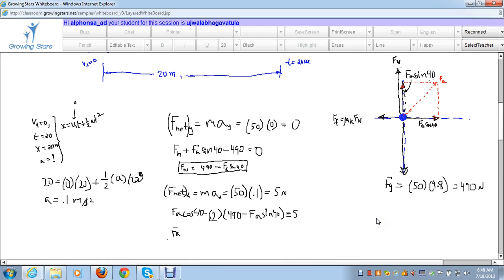Simplify it first. FA cos 40 minus, can open the bracket. Minus 0.2 times 490 will be 98. Minus 98 plus 0.2 FA sin 40. Get multiply with 0.2.